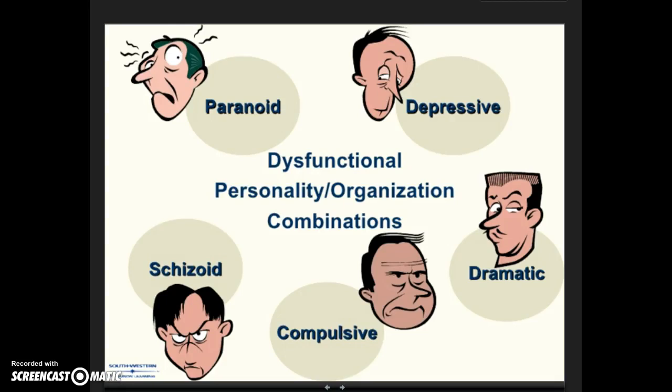Hypothetically, we work with individuals that may have dysfunctional personalities that are not good fits for the job, or maybe even not good fits for their organization. It may be that these people, if put in a different organization and a different job, would not have these dysfunctional personalities. So I just have a few up here that I thought were kind of cute, I guess: the paranoid personality, somebody that's depressive, somebody that's overly dramatic, maybe somebody that's compulsive, or somebody that's schizoid. Or it can be a combination of these.